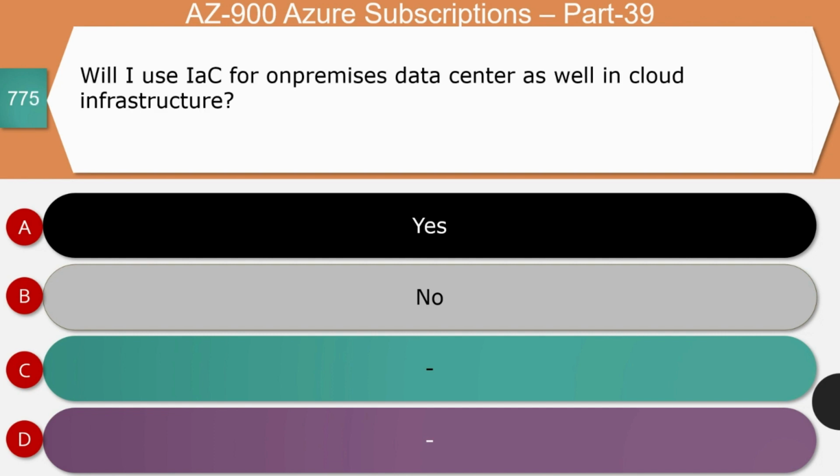Next question. Will I use IAC for on-premises data center as well as the cloud infrastructure? The right answer for this question is option A, yes. Infrastructure as code, once built, can be used for both on-premises data centers as well as the cloud infrastructure. IAC can be used to manage the provisioning and configuration of resources in both environments, providing consistency and automation in management of infrastructure regardless of whether it is located on-premises or in the cloud.